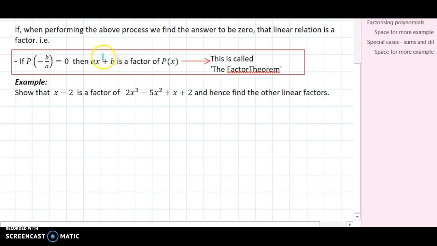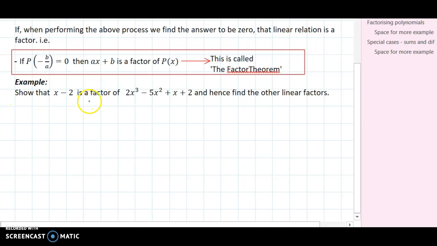So for any linear relation, such as ax plus b, where a and b are any constants, if we plug in minus b on a, as in let this be 0, and the polynomial spits out a 0 as the remainder, then ax plus b is a factor. So this is a factor if when you plug it in, it gives 0. I'll show you what I mean with this example.